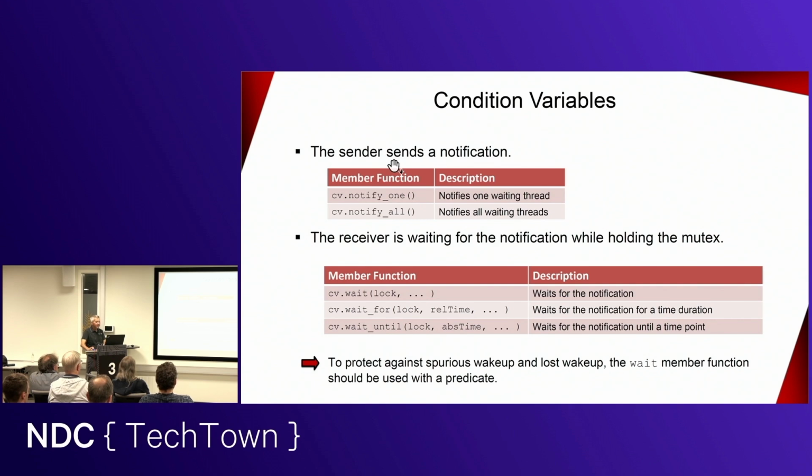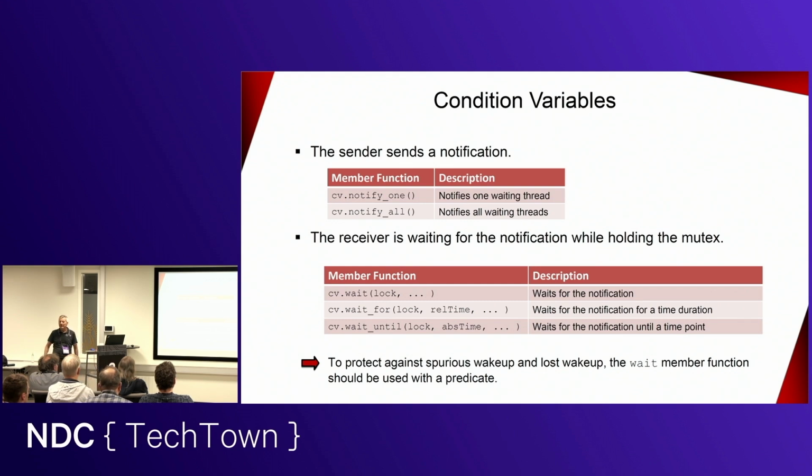You have a sender, which says notify one or all, and you have a receiver, which waits for it, using the same condition variable. You can wait for it without a time limit or with a time limit. To make it short, always when you use for, you need a time duration. When you use until, you need a time point. Just remember it. This holds for all C++ data types. Okay. The fun starts with these 3 points here.